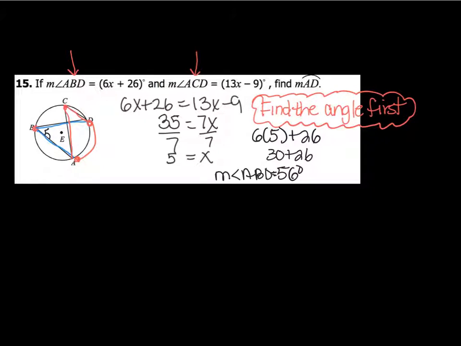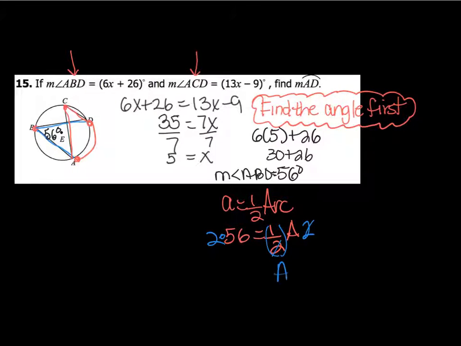So if this angle is 56 degrees, the angle is equal to half the arc. The angle, 56 degrees, is equal to half of the arc, and we don't know what the arc is. If we multiply both sides by 2, the 2 cancels out. Multiply this side by 2, and A is equal to 112 degrees. So therefore the measure of the arc is 112 degrees.